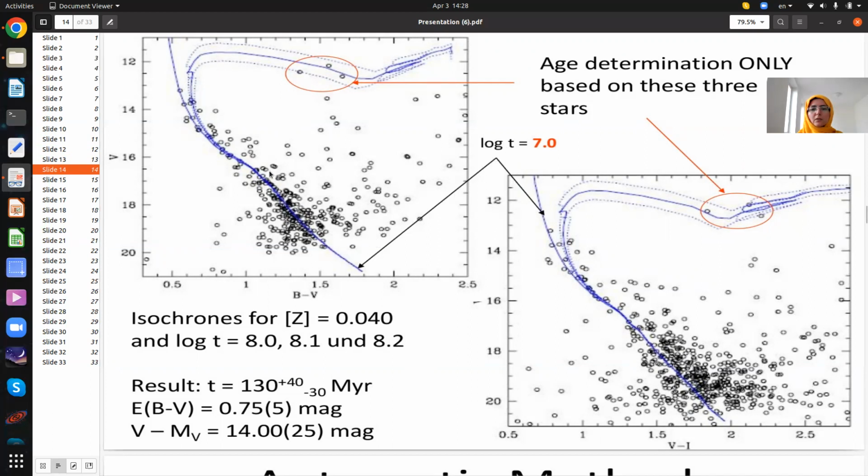Here isochrone main sequence. Here you see 2 of them fixed, 1 not. But here you also see 2 of them fixed, 1 not.